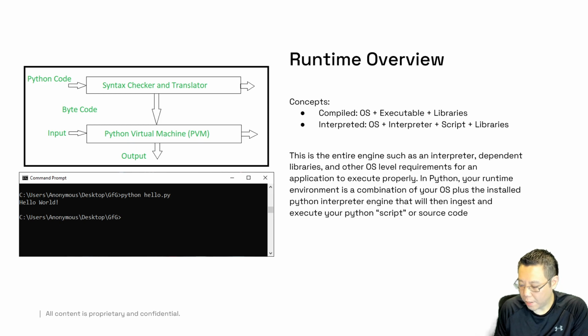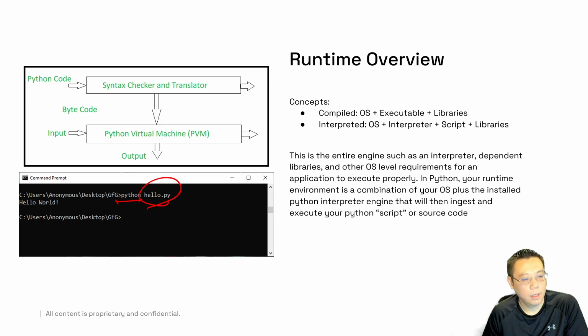So the Python binary right here is an interpreter. When we add our input data, which is hello_world.py, we have hello world as our print statement. That's really all there is to it.